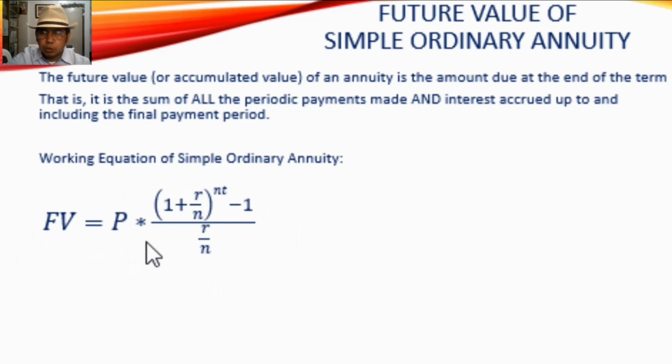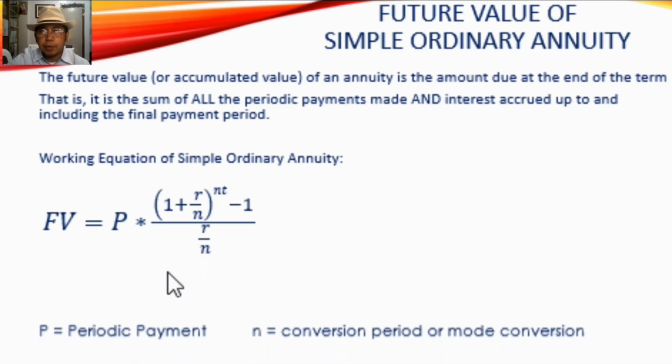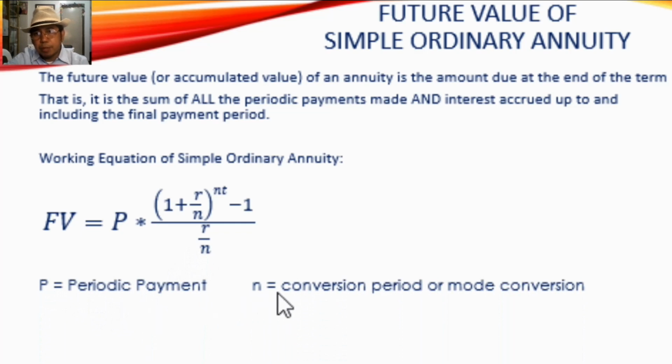Mind you again that in your module, the variables being used in the future value of a simple ordinary annuity are somewhat different from mine, but we have the same concept, the same idea. So P is the periodic payment, n is the period of conversion or conversion period or mode of conversion, r is the annual rate and t is the time or term or period. So those are the meanings of the variables.